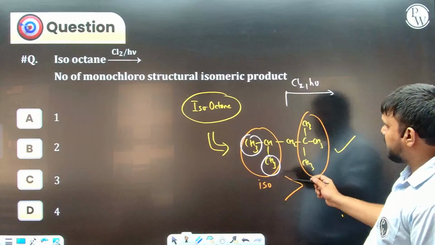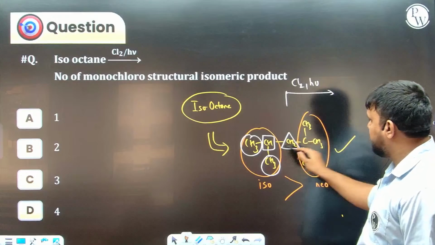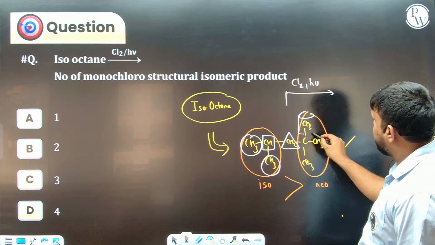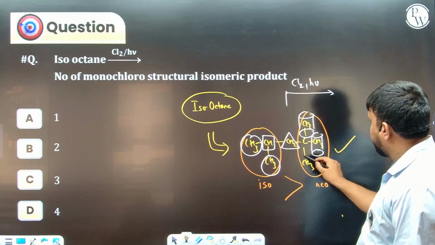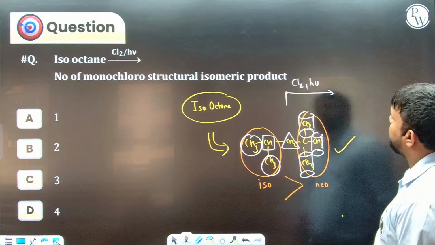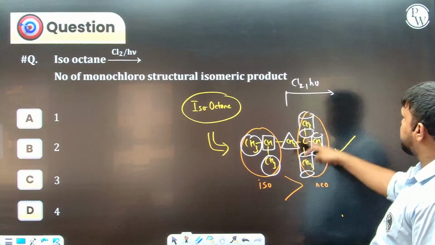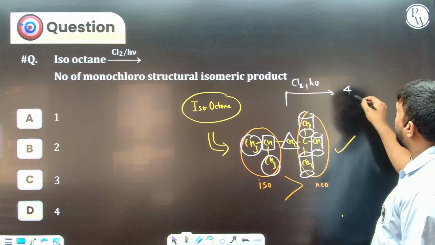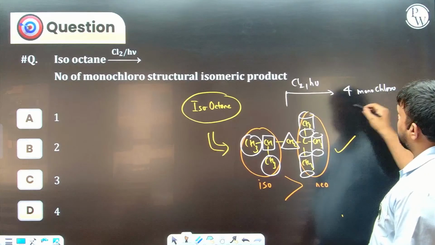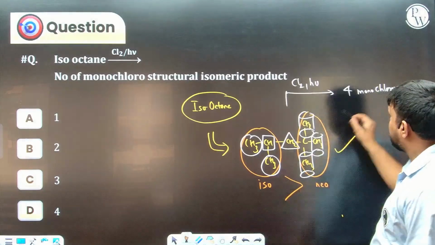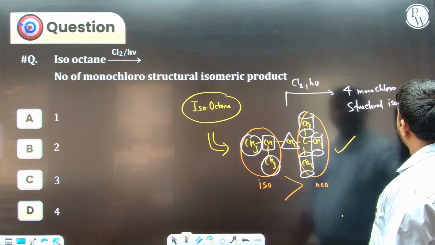I am giving this a circle. This is a different position, I am giving it a square. This is a different position, I am giving it a triangle, and these three are the same, I am giving it a cylinder. So I can see how many different positions of hydrogen are there. This is circle 1, this is 2, this is 3, and this is 4. So we have total 4 monochloro structural isomeric products obtained over here.